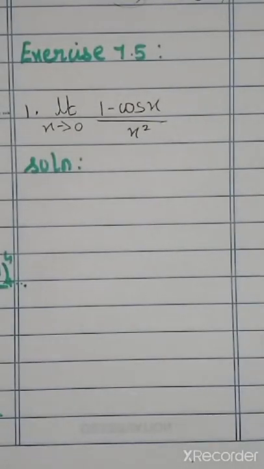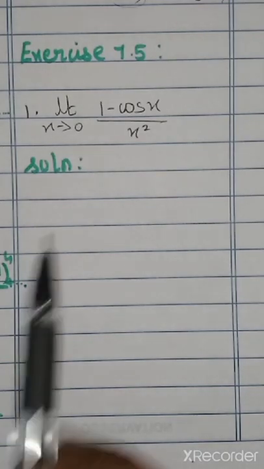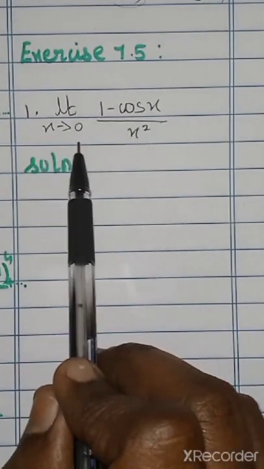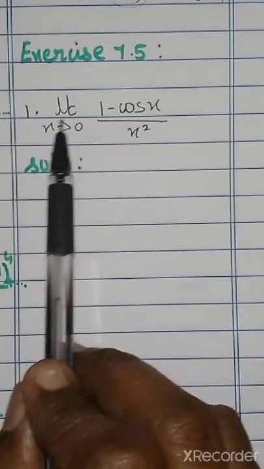Now take your exercise 7.5. First question. Evaluate the following limits. If necessary, use L'Hopital rule. Okay, so we are going to evaluate this function. So what is your first question?